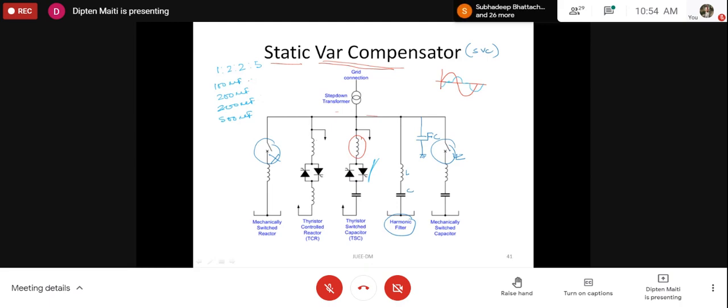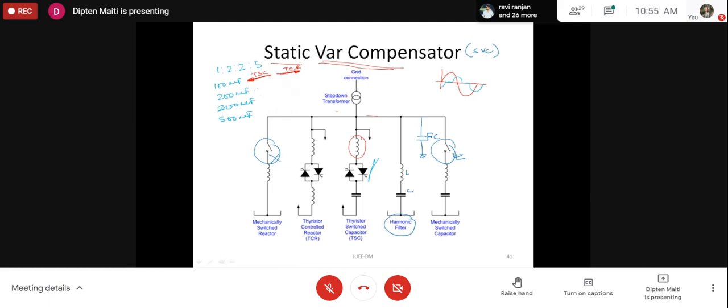If you connect an inductor or TCR and control that properly, that would draw reactive power. So here the TSC, that is the capacitor bank, is supplying the reactive power. However, TCR is drawing the reactive power from here. So this is supplying reactive power and this is absorbing reactive power. This is sourcing reactive power. This is sinking reactive power.